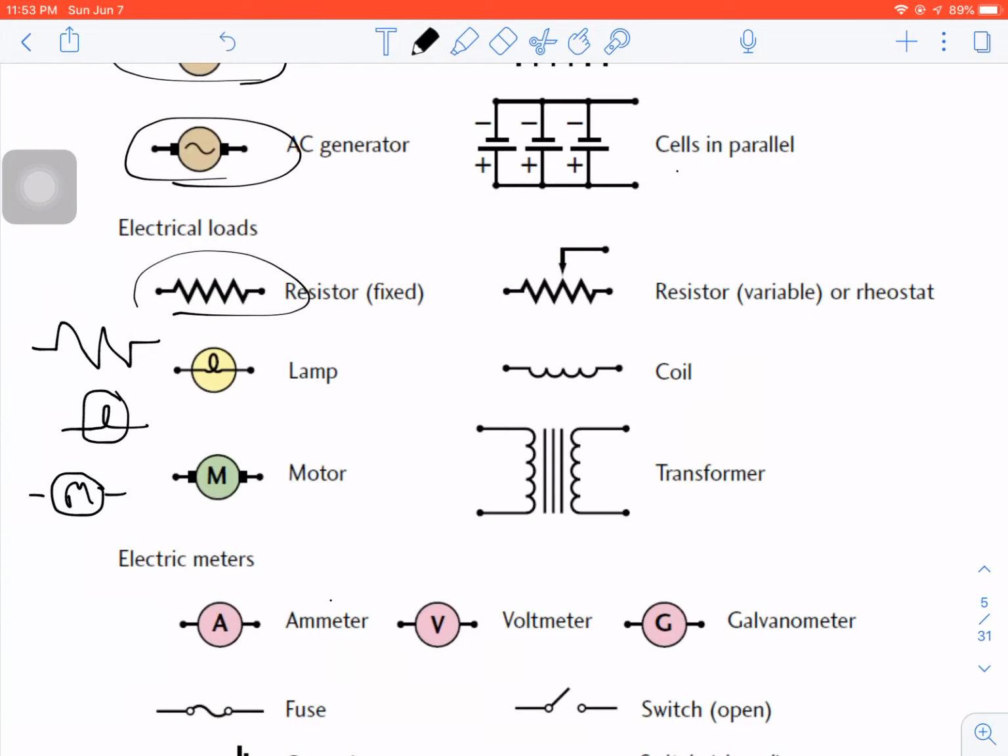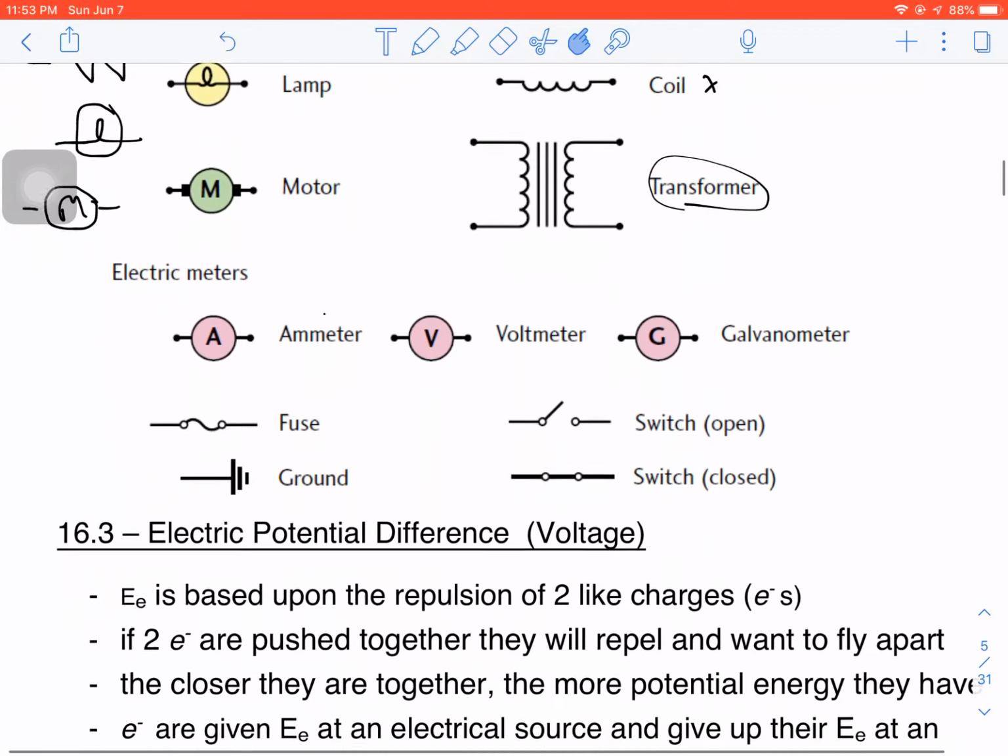We're not going to be using this. We will be talking transformers. We'll talk more about them later. And then we need to continue adding a few more parts here.